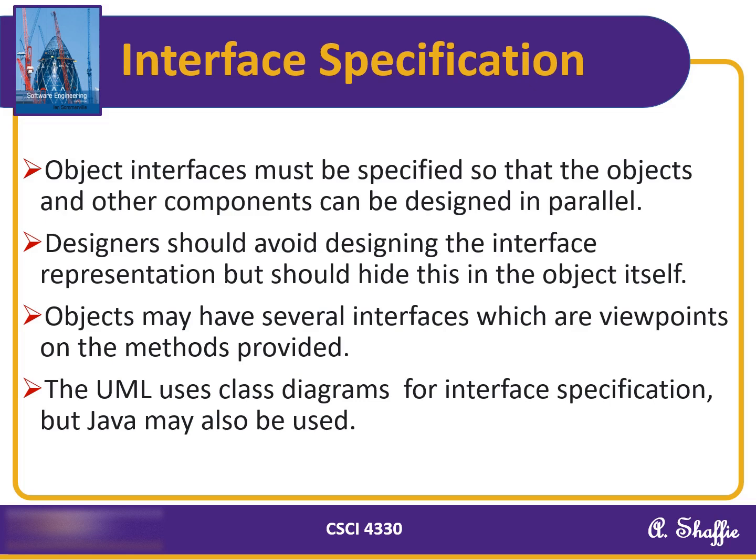Another point to note is that objects can have multiple interfaces, each representing a different viewpoint on the methods provided by the object. To specify interfaces, the UML typically uses class diagrams, which allow designers to clearly represent the relationships between objects and their interfaces. Alternatively, a programming language like Java can be used for interface specification during implementation.